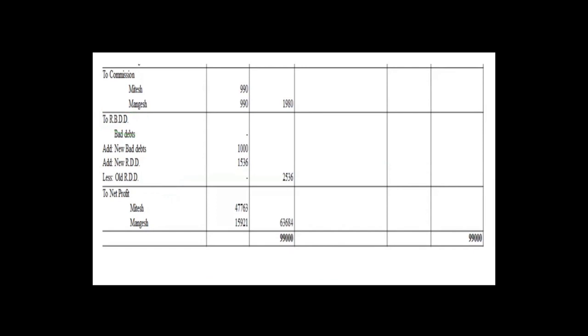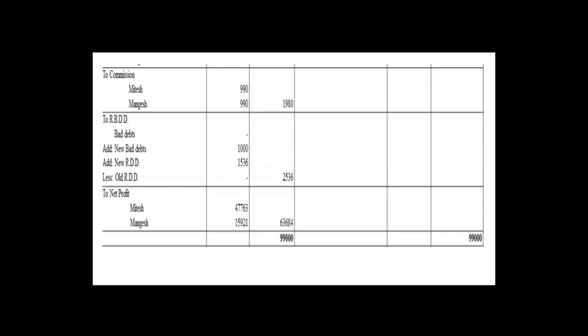Now if you see bad debts, this is old bad debts, okay, जो trial balance में दिया जाता है. Now in this problem old bad debts नहीं दिया था, that's why a dash is mentioned over here. New bad debts, अभी हमने adjustment में new bad debts देखा, ठीक है, which is 1,000. New RDD हमने अभी calculate किया, that is 1,536, and there is no old RDD mentioned क्योंकि old RDD और old bad debts ये दोनों trial balance में दिए जाते हैं और ये दोनों trial balance में नहीं दिए. Right, so what you will put, you are going to put a dash over there.